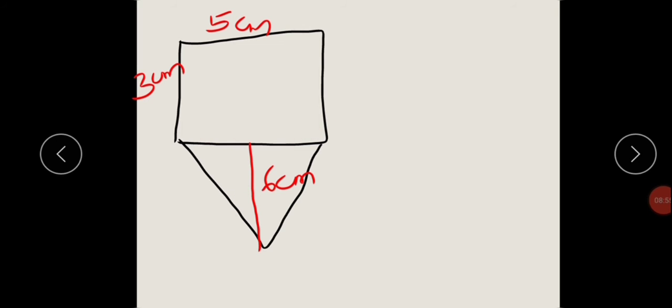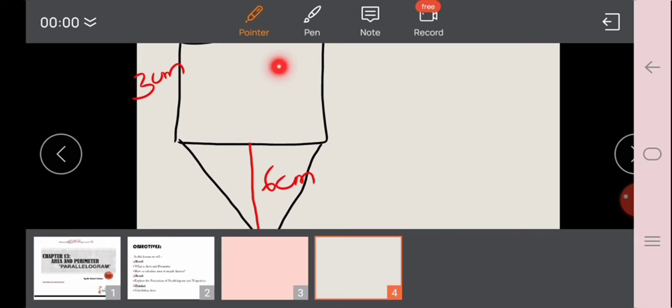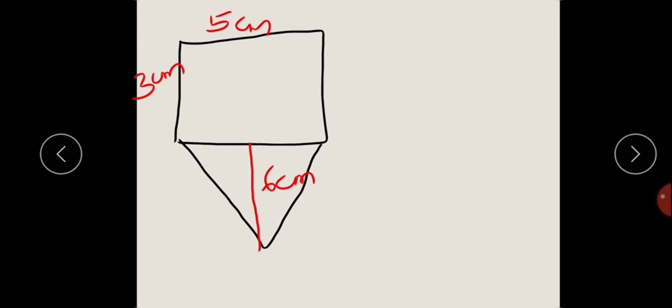So let's start. First, we're going to calculate the area of the rectangle shape, and then we will calculate the area of this triangle shape, and then we will add up both of the areas. So let's start with the first step.